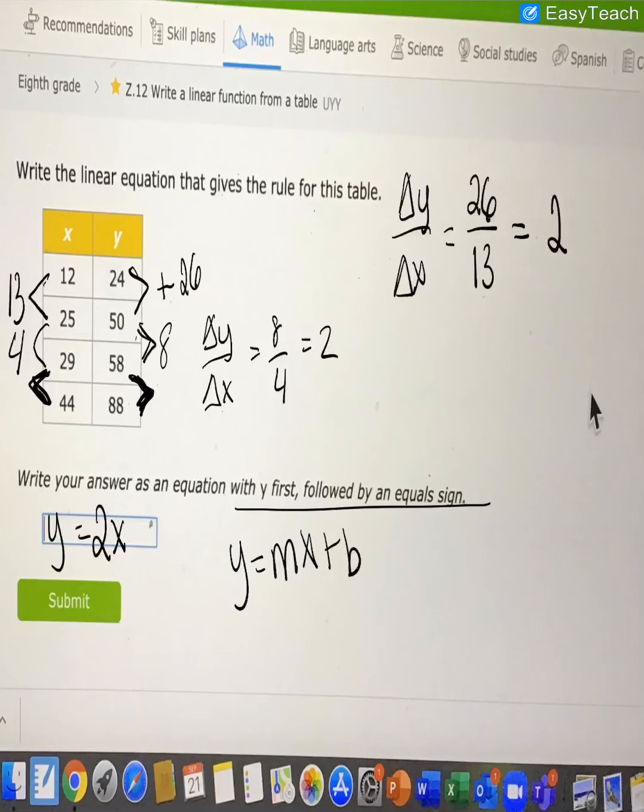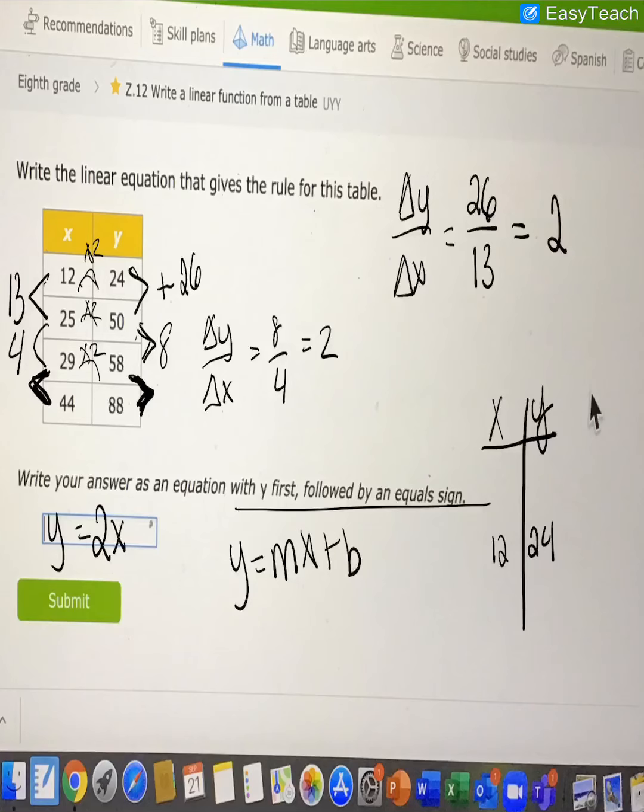So what we're going to do is we're going to work backwards on our table. If we know that this is 12 and this is 24, and we know the slope is 2x, we can also see that here we're multiplying by 2. This is times 2. This is times 2. That's something interesting to note.